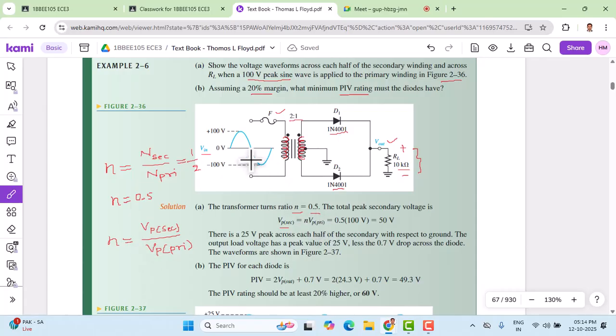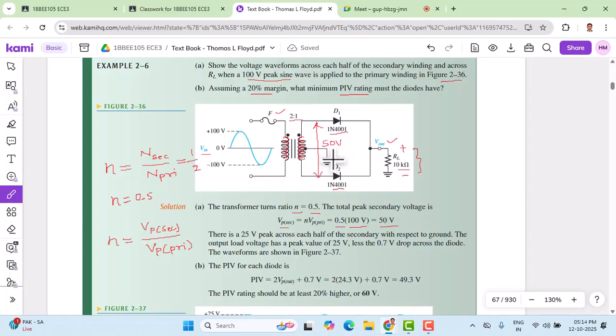So Vp primary is given as 100 volts peak, and the turns ratio n is 0.5. If we do the calculation, that gives me a peak secondary voltage of 50 volts. So we got to know the total peak secondary voltage, that is the voltage that exists from here to here, which is 50 volts.